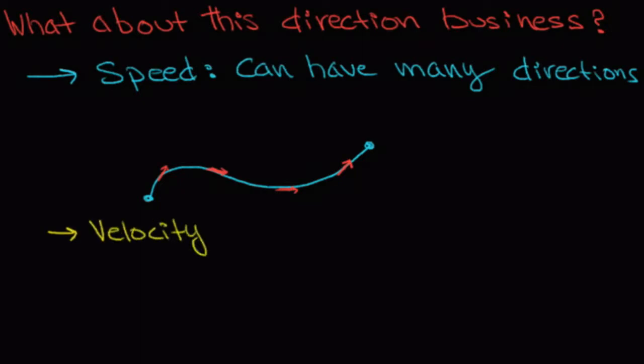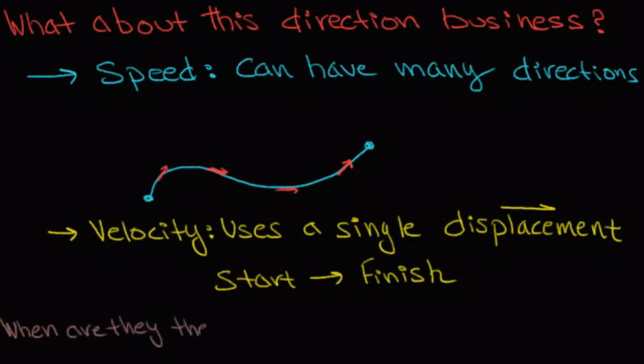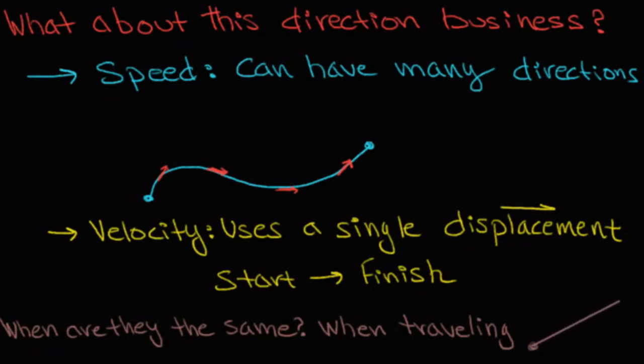Now for velocity, even though I walked many directions while I was walking, all you really care about is the displacement, which is the straight line distance from start to end. So my velocity would just be a straight line. It has to have one direction, and it's the direction between my start and my finish. So maybe you'll ask, when are speed and velocity the same? They'll be the same in magnitude and the same in direction whenever you're traveling in a straight line. If you are traveling in a straight line, then speed only has one direction, and so does your velocity. So this would be the only instance where they're the same.